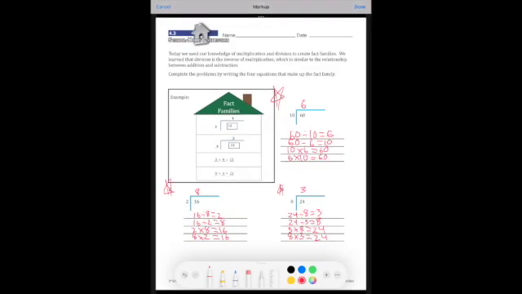Make sure you save this on your OneDrive, of course, and then upload your stars and your circles as well.